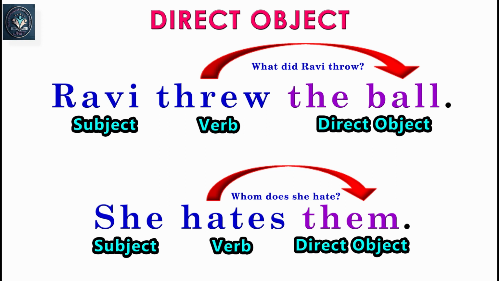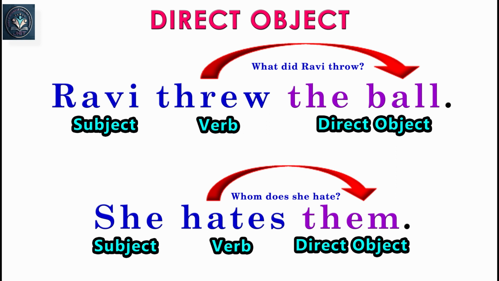Now, let's learn how to identify the direct objects. An important feature of direct objects is that they are used with transitive verbs. First, find out the transitive verb in a given sentence and then add what or whom after the verb and answer the questions whom or what. The answers we get to these questions are direct objects.